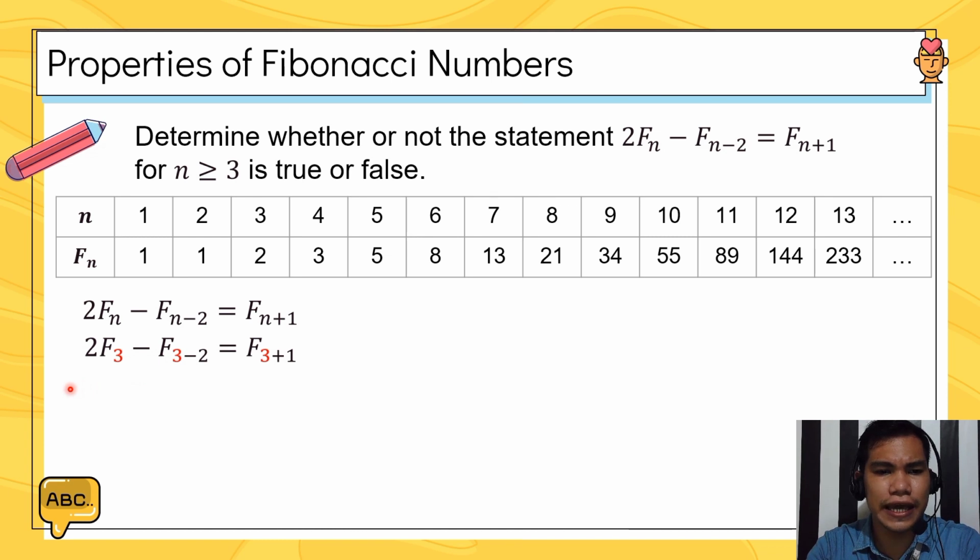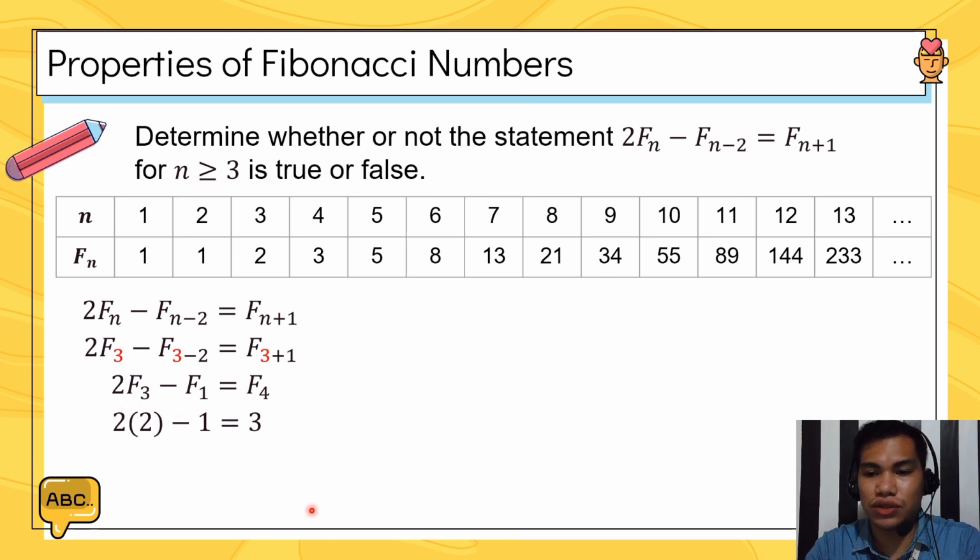Mahitabo, 2 times f sub 3 minus f sub 1, of course, kay 3 minus 2 man na 1, is equal to f sub 3 plus 1. 3 plus 1 is 4. Tanawon nato atong f sub 3, meaning atong third term. Third term, 1, 2, 3. Atong third term is equal to 2. So, 2 minus our f sub 1, or our first Fibonacci number.